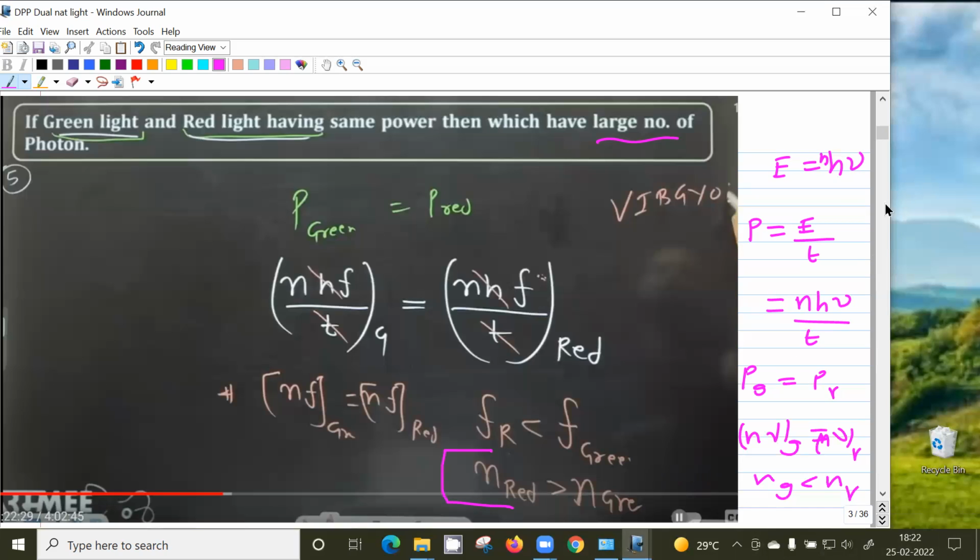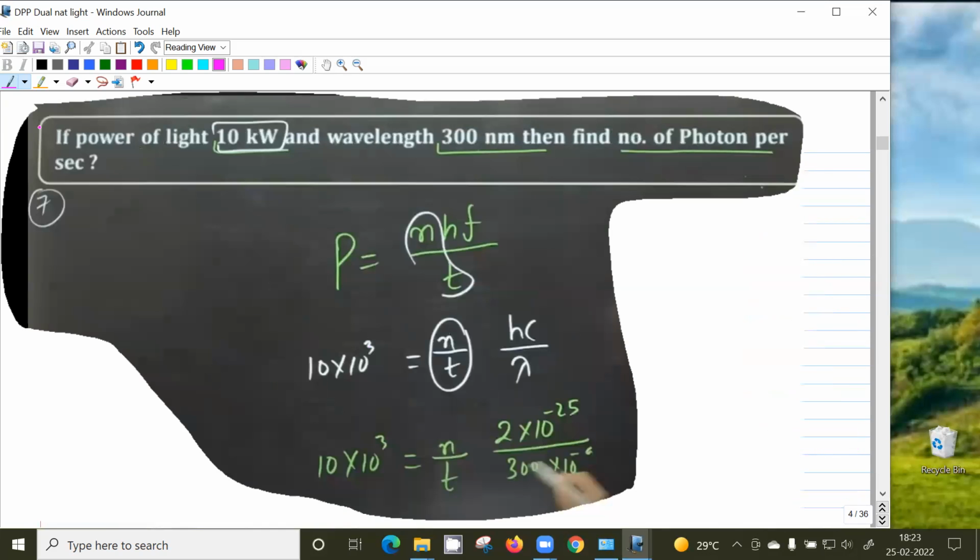This is a basic question. The energy of a photon is h nu, the energy of n photons is n h nu, and power is energy per time, and the same power. So both of them should be considered in terms of the same time. If it is 10 kilowatt, wavelength 300 nanometer, then find the number of photons per second.